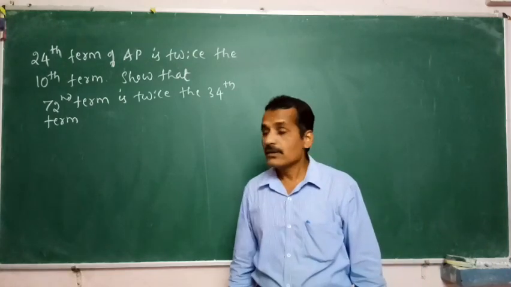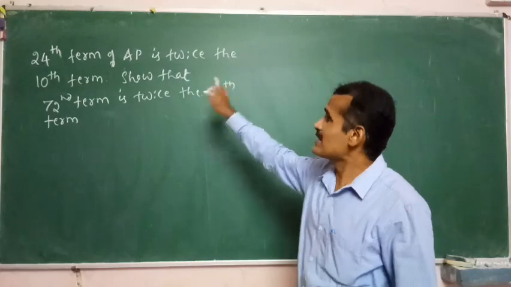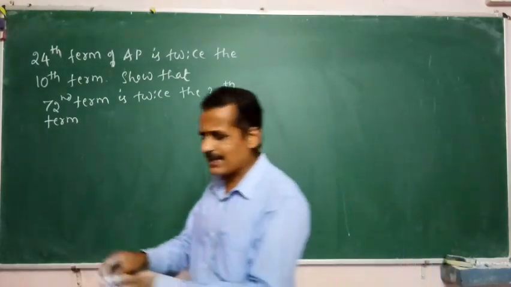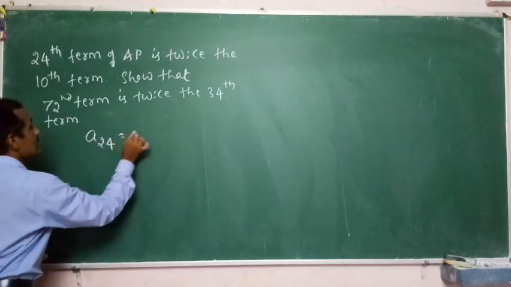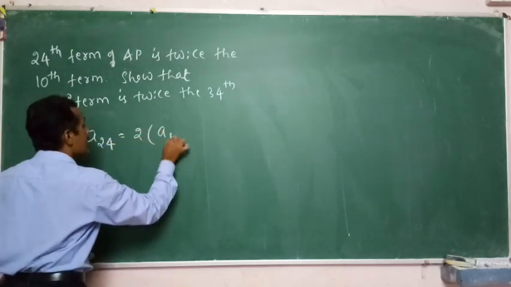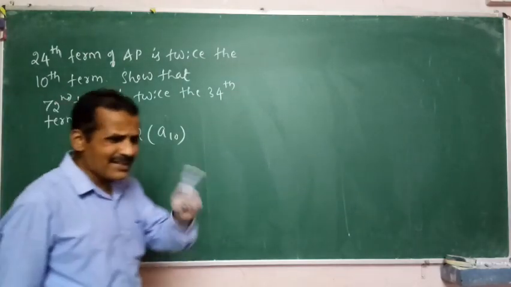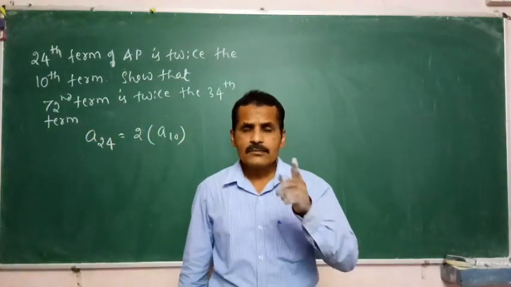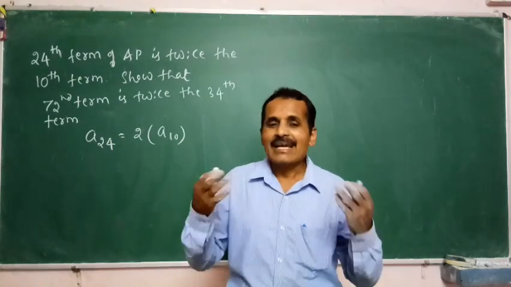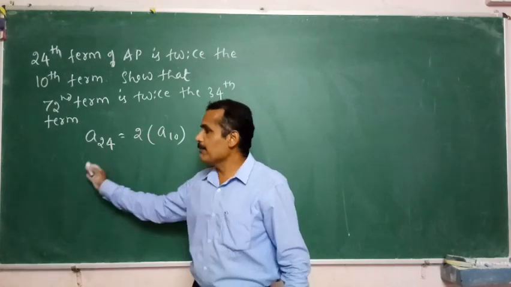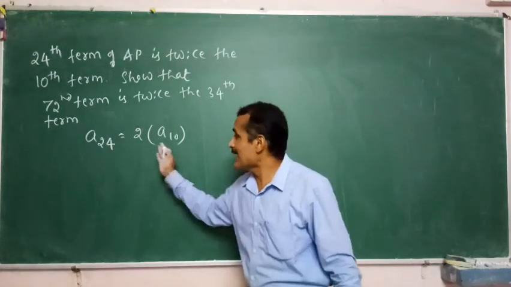What is given? The 24th term is twice the 10th term is given to you. I will write it symbolically: A24 is twice of A10. In my earlier problem, they had given the 9th term of the AP as 0, so you wrote A9 is equal to 0, A plus 8D is equal to 0. Now they have given it like this.